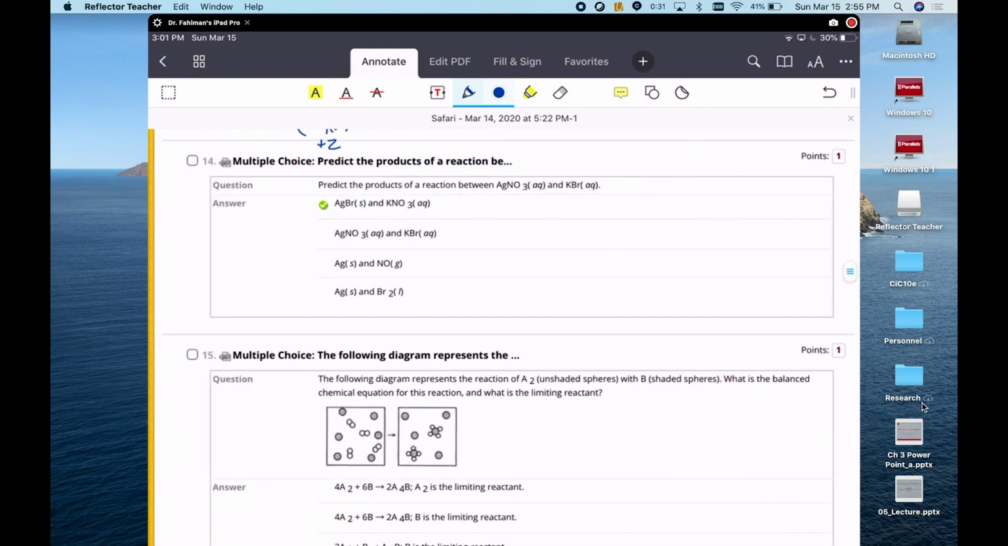The products between the reaction, those reactions with these salts, it is a double displacement, so the silver is going to steal the bromine and potassium is going to steal the nitrate. Okay, so just those products.